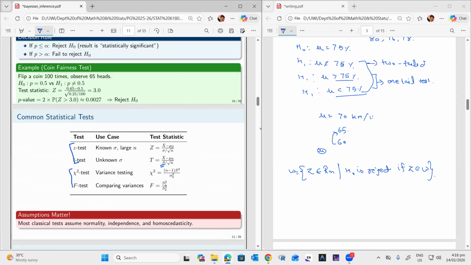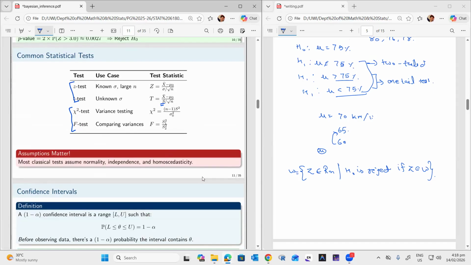These two tests are for mean testing. For the testing of variance we have the chi-square test and the F test. The chi-square test is for testing a variance, and the F test is for comparing the variances between two populations. All right. So what is the assumption that matters a lot? Most classical tests assume normality, independence, and homogeneity in the population.